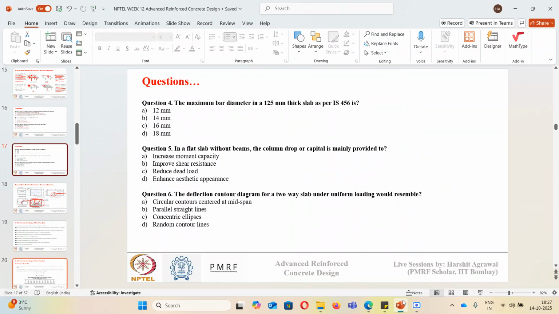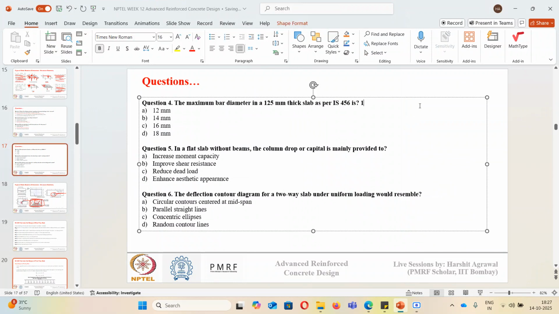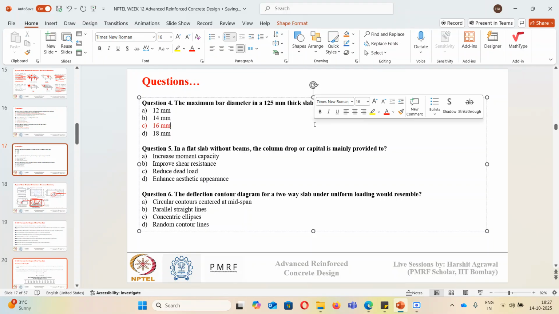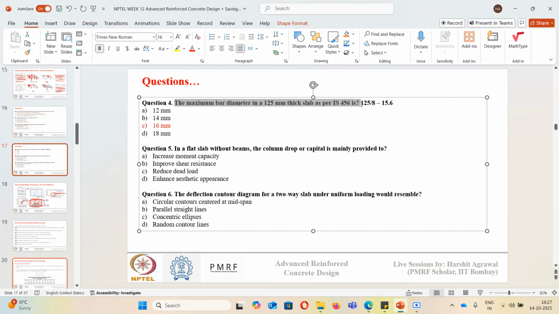Okay, so IS code says that the diameter of reinforcing bar shall not exceed 1/8 of the total thickness of the slab. So the maximum bar diameter which I can use is 125 upon 8. That value will be around 15.6. So we can say 16 mm rebar is the maximum bar diameter I can use for this 125 thick slab. This becomes a very important design criterion, which we'll see how to use later on.